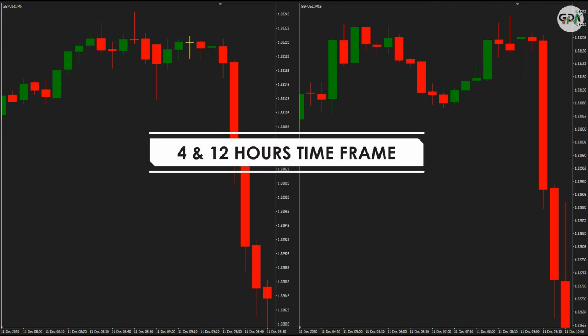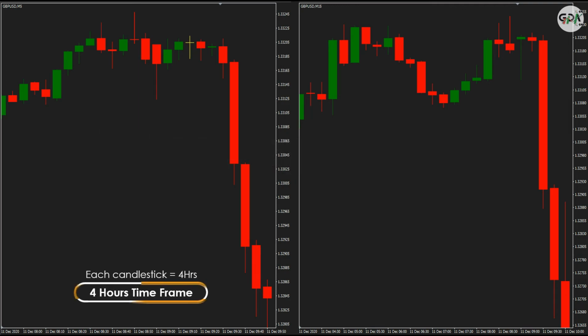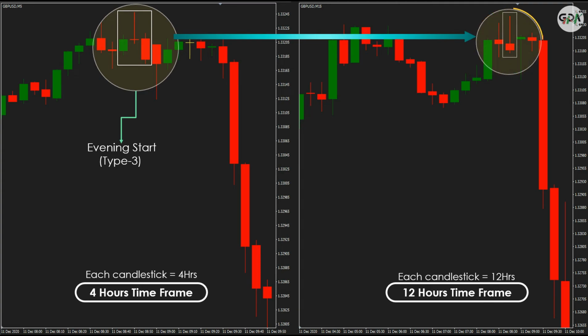Now, we will see another example. This chart is the 4-hour time frame. Each candlestick contains 4 hours. And this is the 12-hour time frame. Each candlestick represents 12 hours. At the top of the chart, we see the formation of an evening star, which is a 3-candle bearish reversal pattern in the 4-hour time frame. To combine the candlesticks, we need to compare with the 12-hour time frame. Here, a shooting star is formed at the top of the chart, which is a replica of the evening star in the 4-hour time frame.